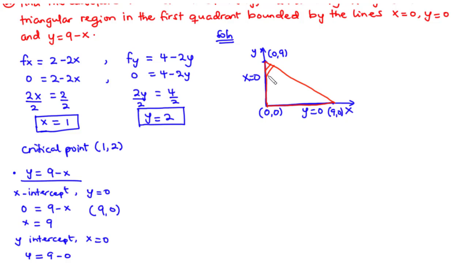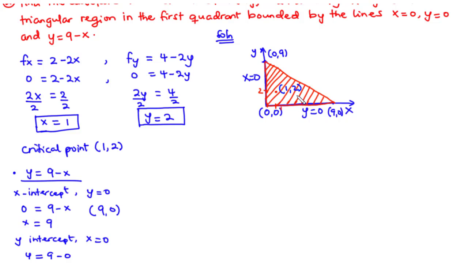So this is the triangular region bounded by the lines x equals 0, y equals 0, and y equals 9 minus x. Also remember that the absolute minimum or maximum may either occur inside of this region or on the boundary of this region. Now we have the critical point to be (1, 2). On the x-axis you can assume this mark to be 1 and that to be 2 on the y-axis. Hence we have our critical point somewhere around here. So this happens to be the critical point, that is (1, 2).